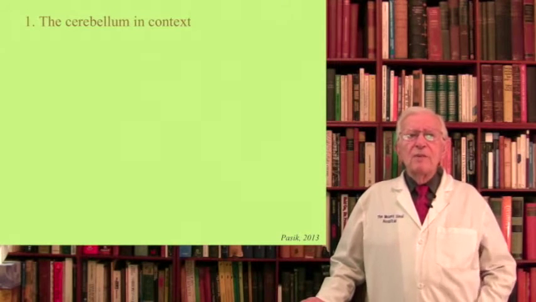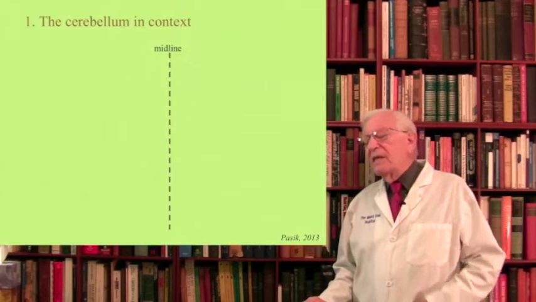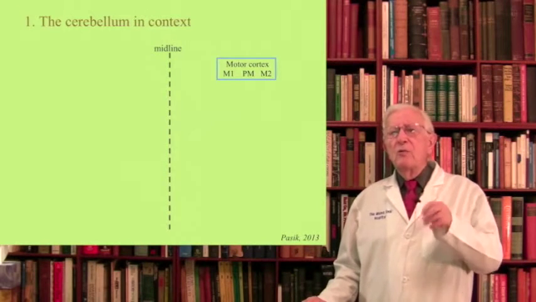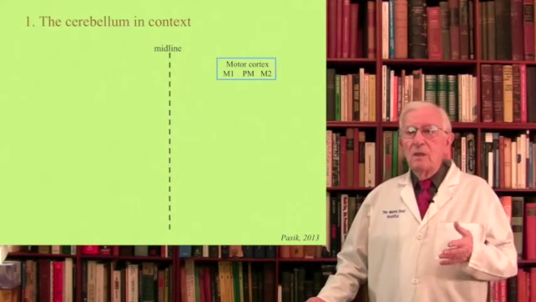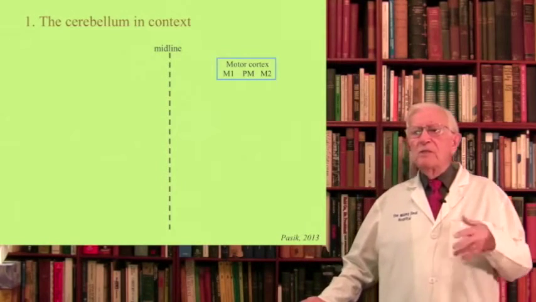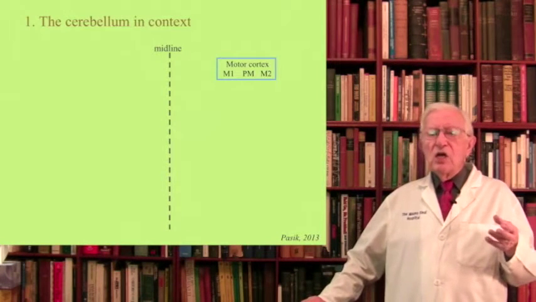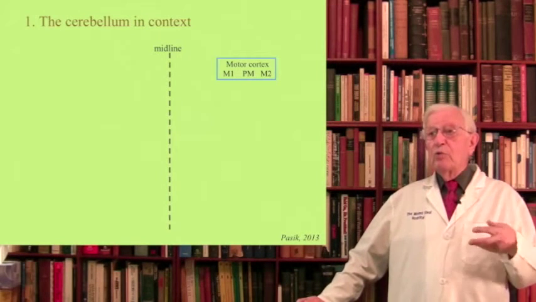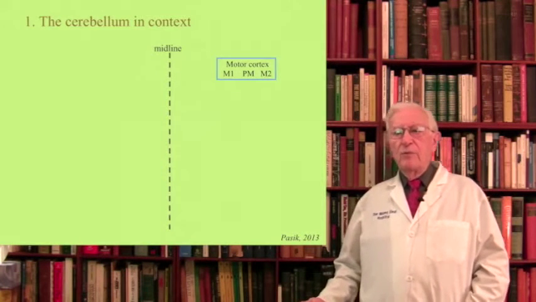Now, let's put the cerebellum in context within the motor system. So you have here the midline. We always start with the midline. And here you have the motor cortex that you well know, with the subdivisions into M1, premotor, and M2. You may remember that M1 has to do with fine voluntary movements, whereas PM has to do mostly with movements initiated by sensory stimuli, and M2 has to do with movements internally initiated without any sensory input.